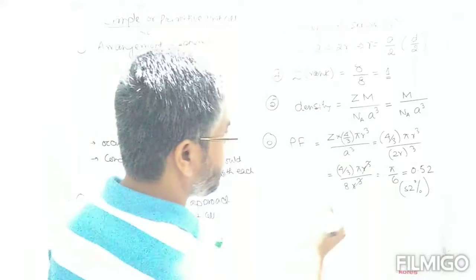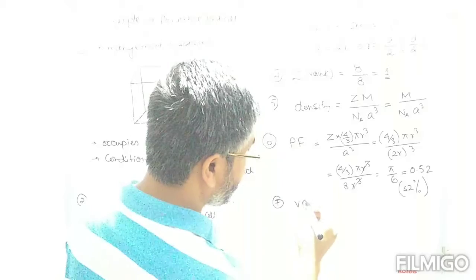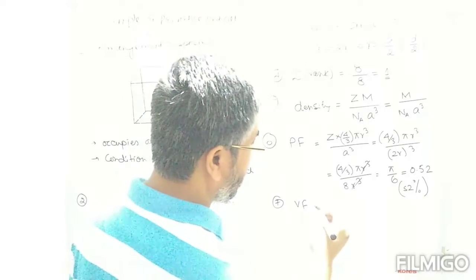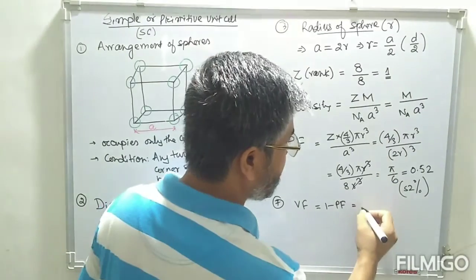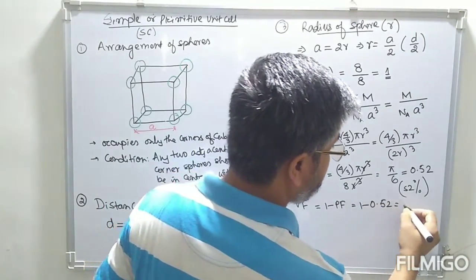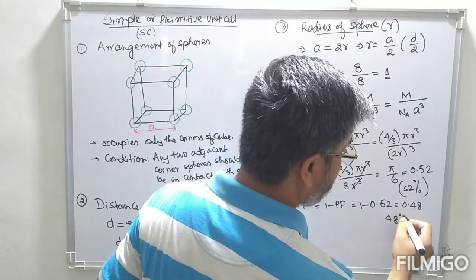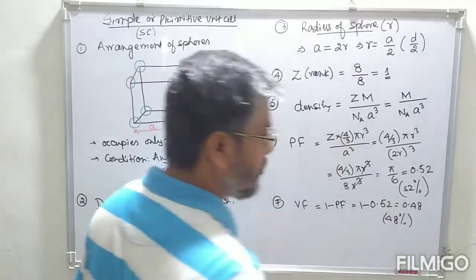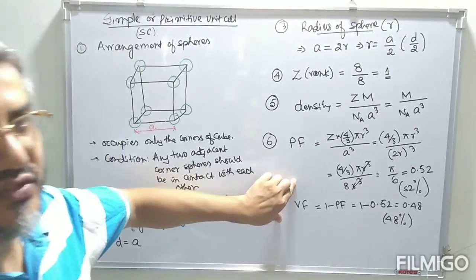So therefore, void fraction. So void fraction is 1 minus packing fraction. So this is 1 minus 0.52, that is 0.48, or approximately 48% of the volume is unoccupied by the spheres. That is the void fraction.